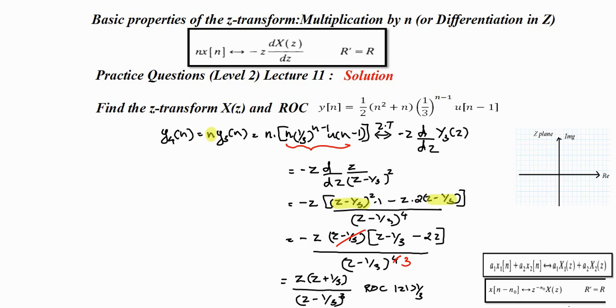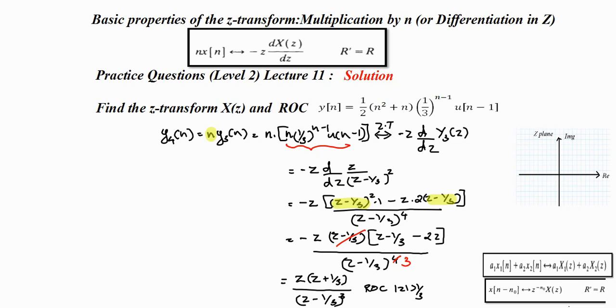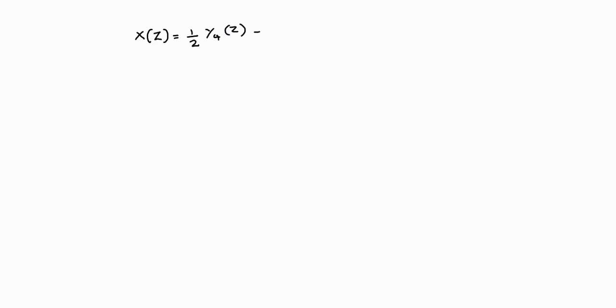Now I will write the final answer. The transform of x of z can be written as 1 by 2 into y4 of z, this is y4 of z, plus 1 by 2 y3 of z.